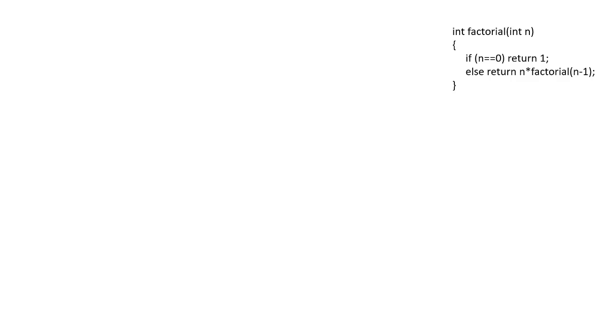Now, the first line of code says, if n is 0, we just want to return 1. We can't go forever. So as soon as we get to 0, that's just 1. But if it's not 0, we're going to return n times the prior number's factorial. Let's step through this and see how it works.